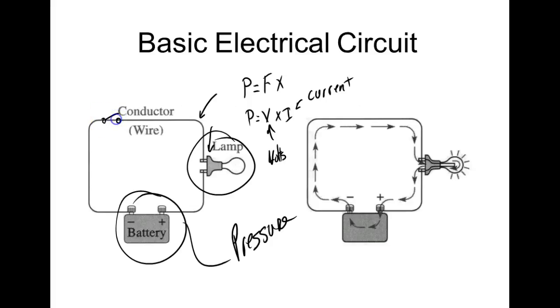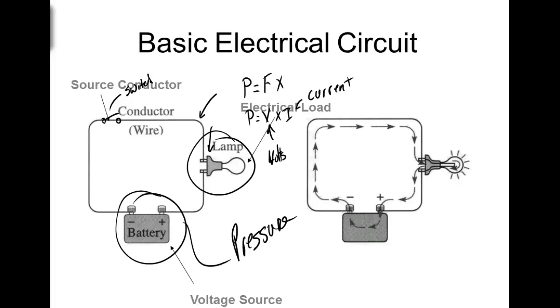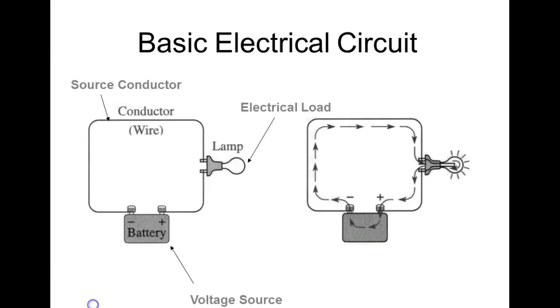Now normally we add some type of control device in here. We call it, that's a symbol for a switch. And now this is a basic flashlight. So your light switch, what you can do with the flashlight, turn it off and turn it on. Voltage source. Electrical load, source conductor, return conductor.